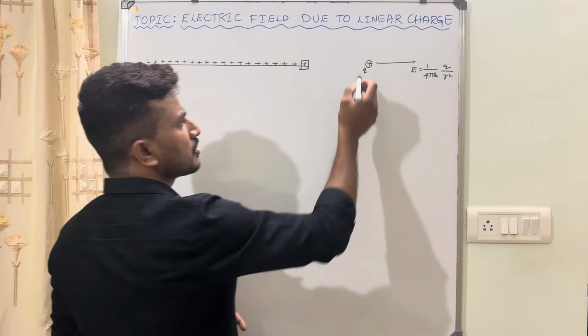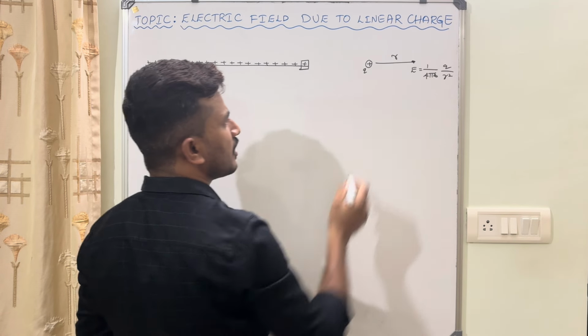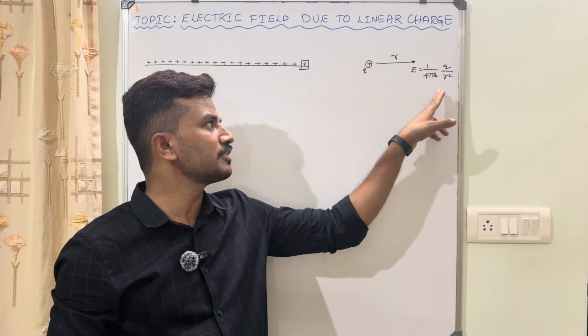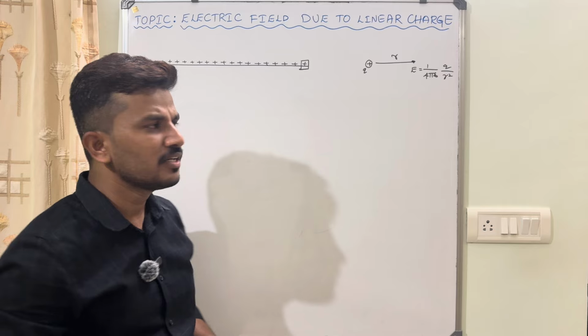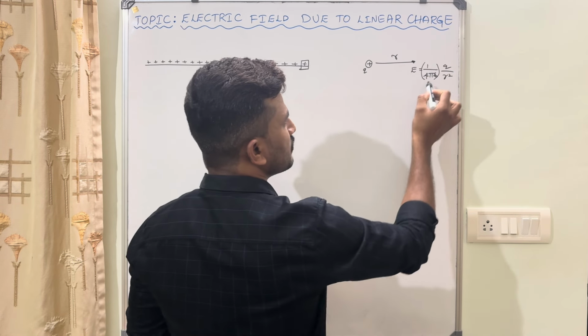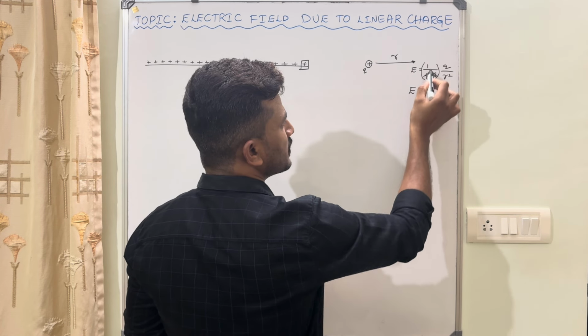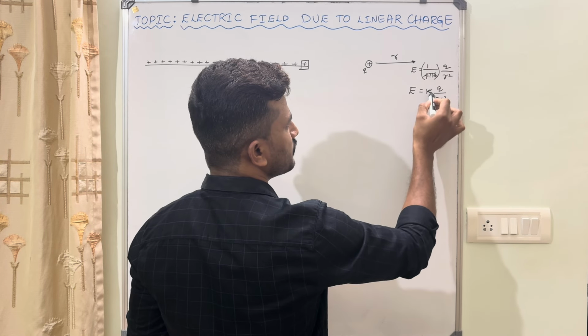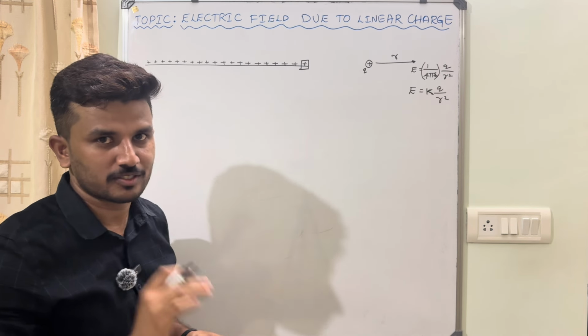So from this charge to this point, what is the distance? R. So electric field due to a point charge at this particular point is given by 1 by 4 pi epsilon naught q by r square. Sometimes for competitive exams you can write 1 by 4 pi epsilon naught as k, so k q divided by r square.